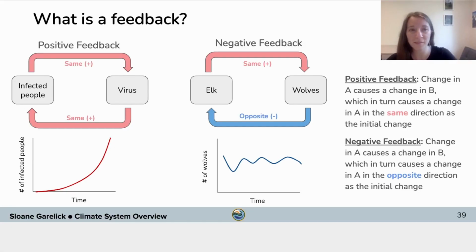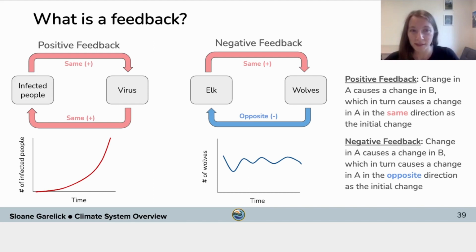So before we jump into thinking about specific climate feedbacks that are positive and negative, let's take a step back and just think about what a feedback is and what a positive and negative feedback would look like. A positive feedback is when a change in A causes a change in B, which in turn causes a change in A in the same direction as that initial change. An example of this is shown on the left.